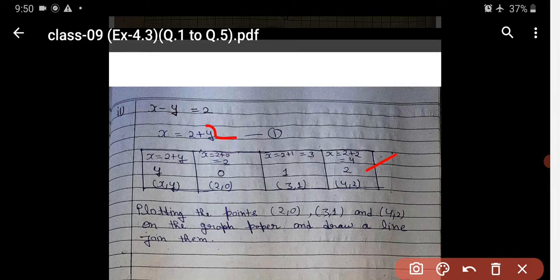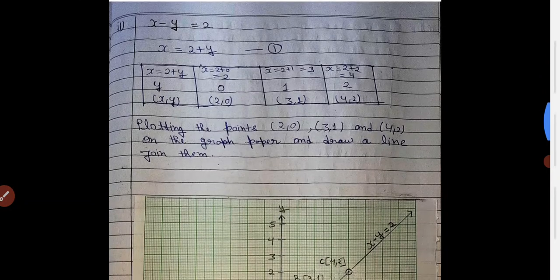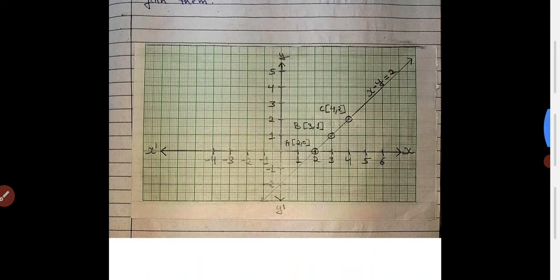So what are the points? Points are always in the form of x comma y. So here 2 comma 0, 3 comma 1 and 4 comma 2. Now plot the points 2 comma 0, 3 comma 1 and 4 comma 2 on a graph paper and draw a line by joining them. Now simply you have to make a graph.